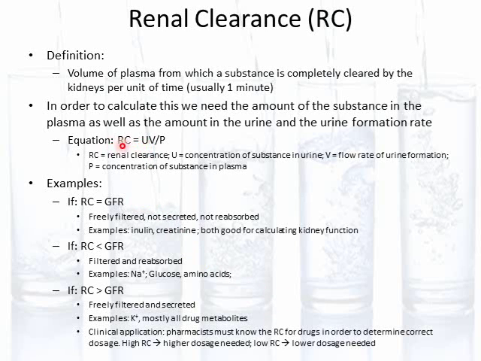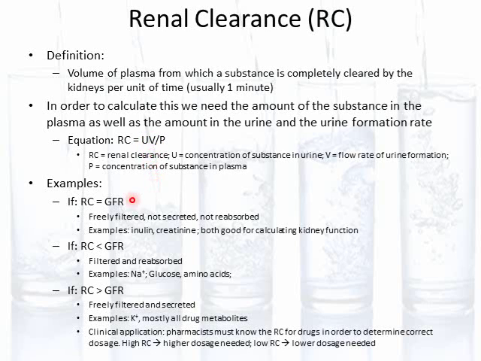So first of all, the equation. This equation, you'll need to use this in the next few slides. Renal clearance equals U times V over P. U is the amount of the substance in the urine, V is the flow rate of urine formation, so volume of urine, and then P is the concentration of the substance in the plasma. Okay, so it's how much did you start with in the blood, how much came out in the urine, and then how much total urine came out.